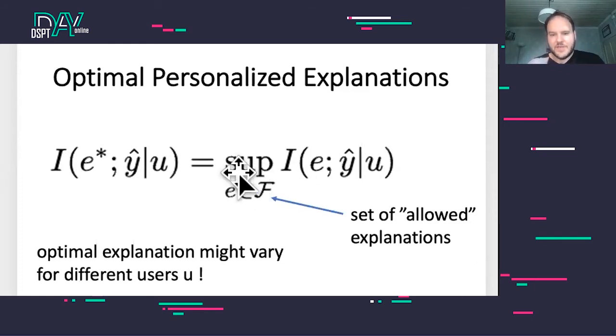Note also here that we restrict the space of possible explanations to a subset calligraphic F, which we call the set of allowed explanations. This is somewhat similar to the concept of a hypothesis space for machine learning methods, where we need to restrict the space of allowed predictor maps for computational reasons. Similarly here, we need to restrict the space of all maps that deliver an explanation to a subset which we denote calligraphic F.